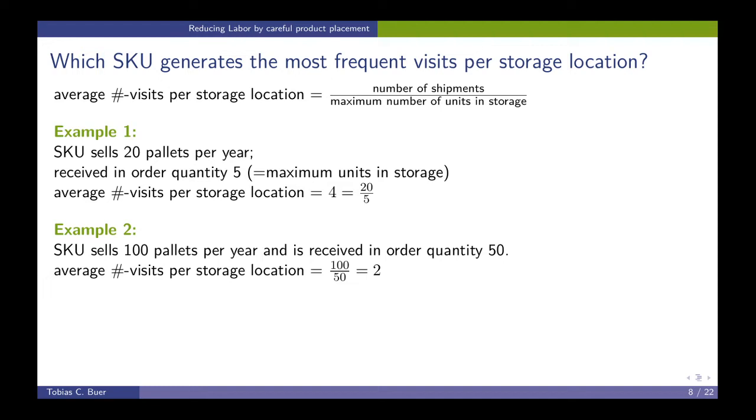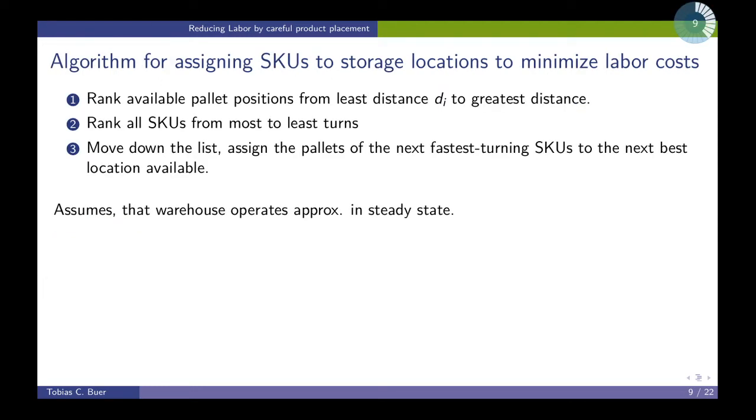How should we now arrange our products depending on the popularity of the product and the convenience of the storage location? We have a 3-step algorithm to do this. This algorithm assigns SKUs to storage locations, and the goal is to minimize the labor costs, which are expressed in travel distance.